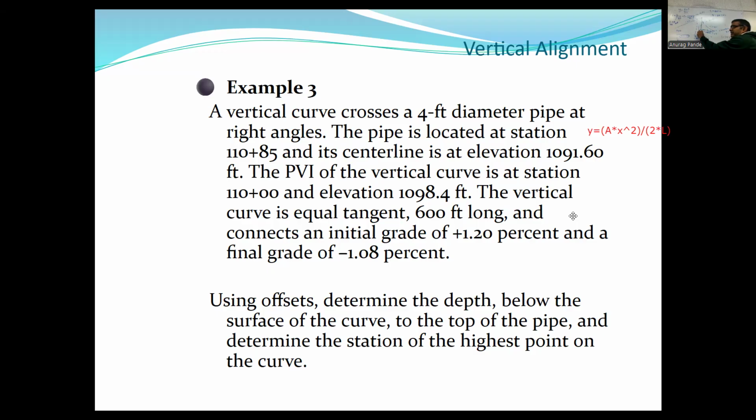So the center line elevation was 1091.6. I subtracted 2 feet from it, and I got to the top of the pipe, which is going to be 1089.6. Yes. Do they use the pipe to the center line to get the top of the pipe? How about that? Thank you.